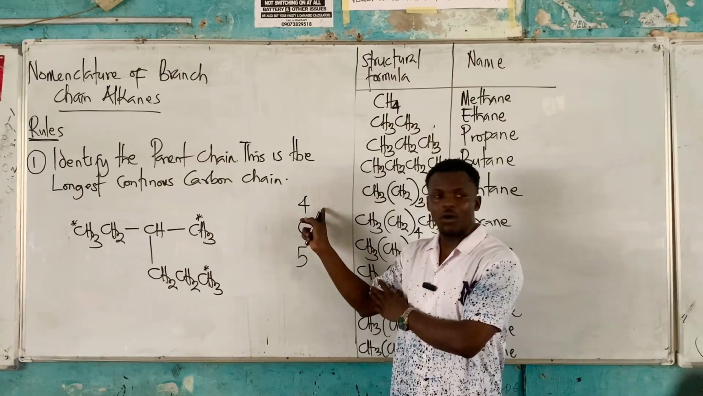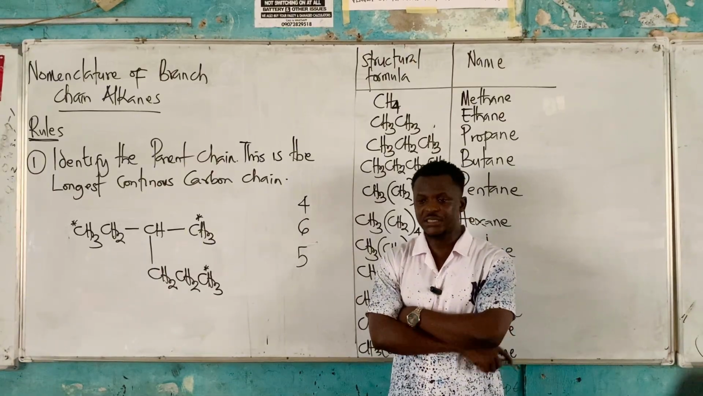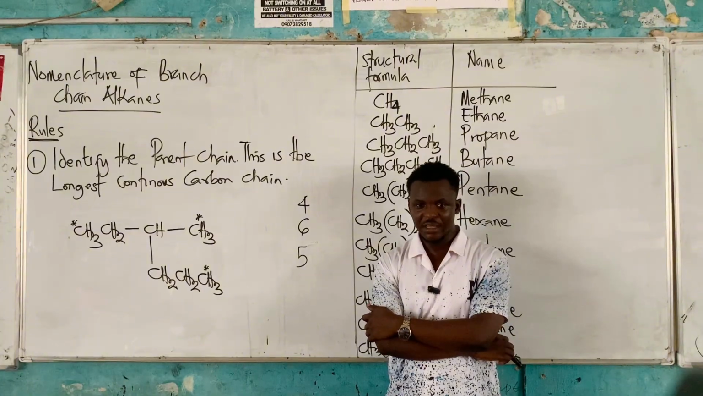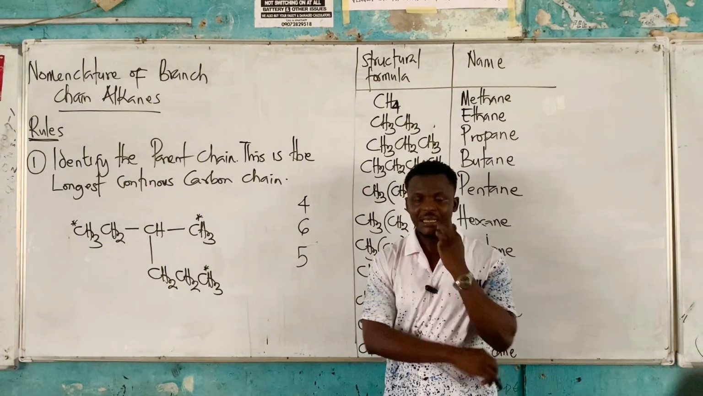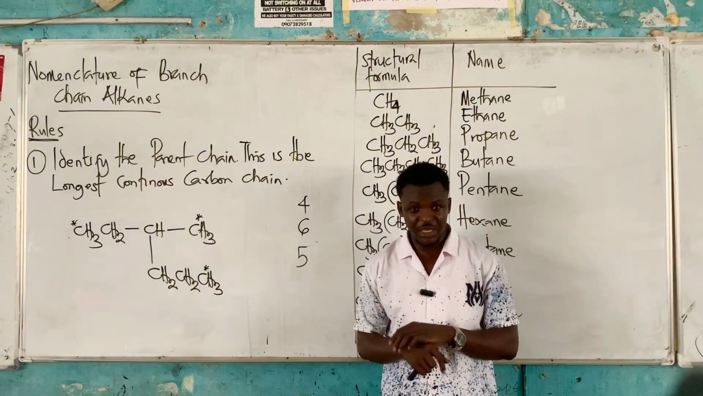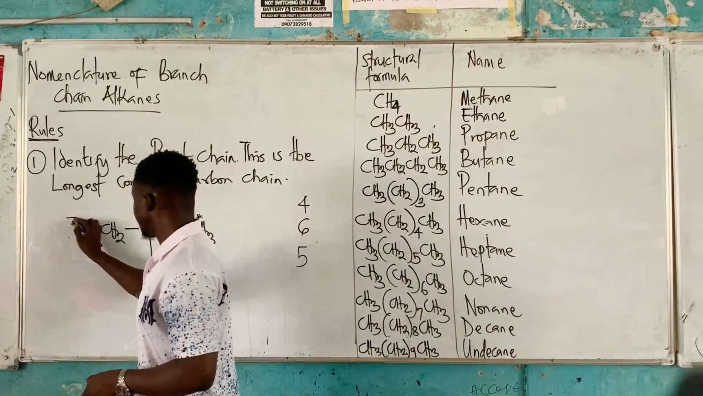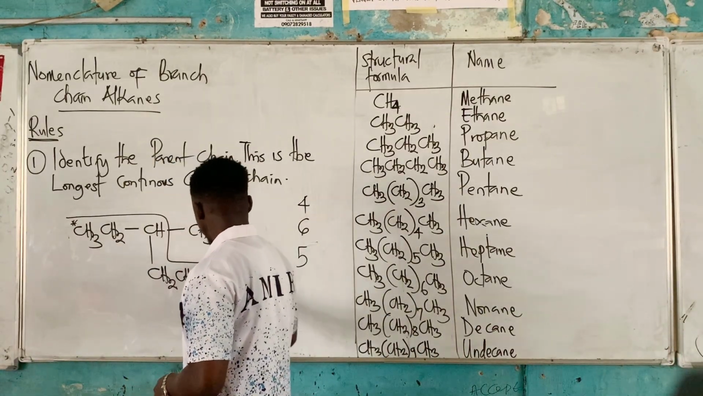So between 4, 6, and 5, which of these is the longest? 6. So 6 becomes the parent chain. Every other thing apart from that 6, anything that is not part of the 6 carbon chain is now a what? A branch. So you circle this guy.